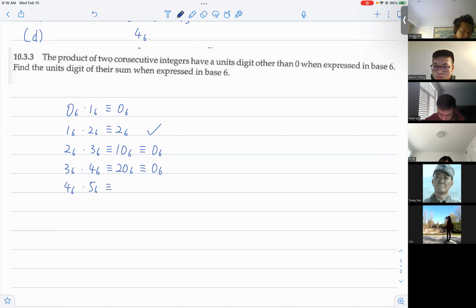And then we try 4 and 5. So 4 times 5, that's 20. So 20 in base 6. Well, 20 is not divisible by 6. So this means that the unit digit is not going to be 0. Right? And actually, 3 times 6 is 18, so it's 3 and 2, which means that the unit digit is 2. So this is another case that will give you a unit digit other than 0. Okay, and lastly, you should try 5 and 0, but in this case you still get 0.